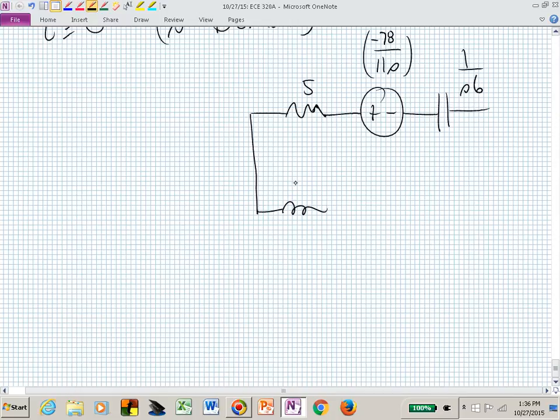Then I had an SL, which this inductor value was 3, and I had its initial condition, which is minus plus, and that was L times the initial value of that current, and that was minus 39 over 11. And I had a 2 ohm resistor.